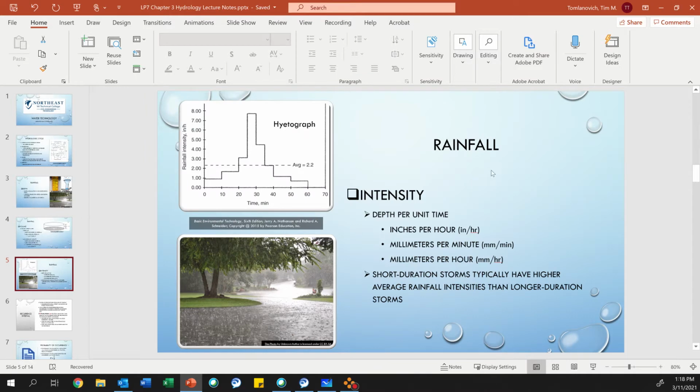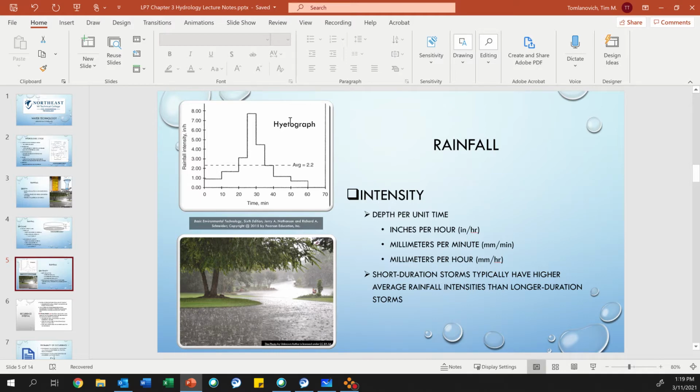Let's talk about intensity. Again, we have the rain gauges that will capture that rain through the duration of that rainfall. To figure out intensity, typically we want to know how many inches per hour, millimeters per minute, or millimeters per hour. So basically you take the total rainfall and divide it by the duration, and I can get the intensity.